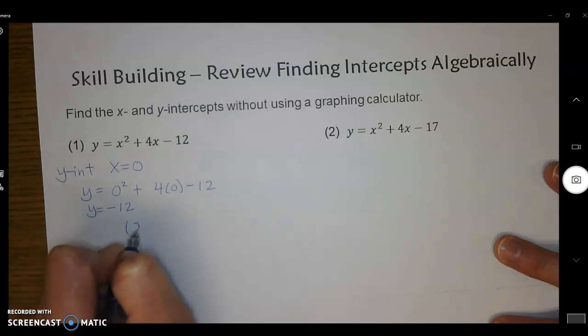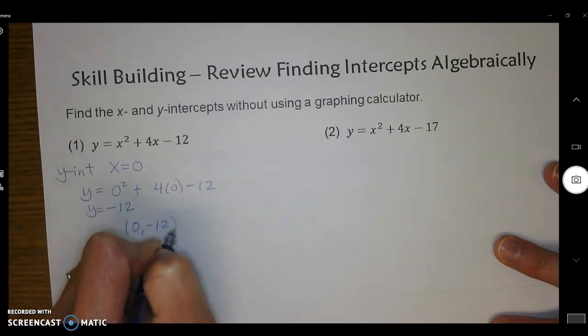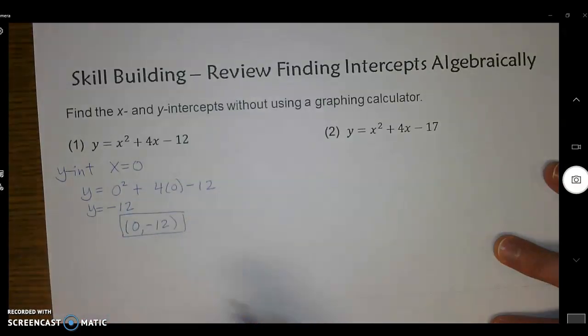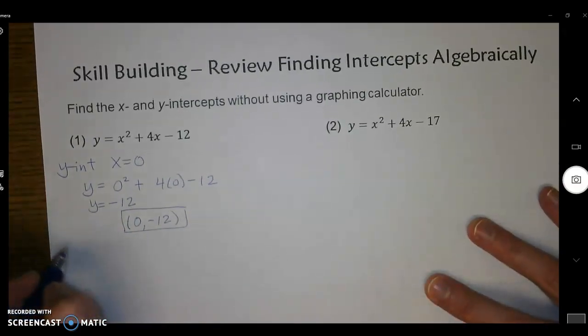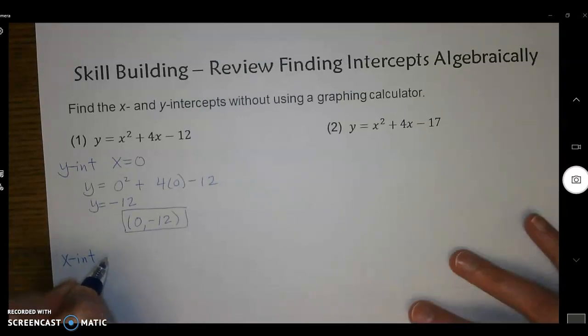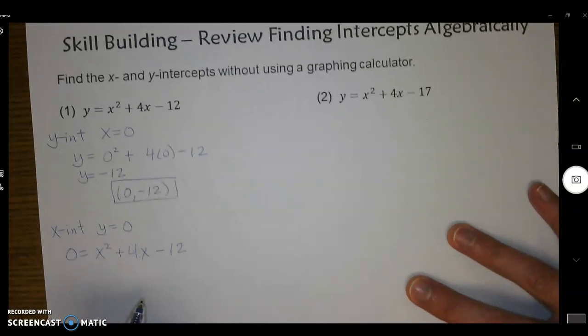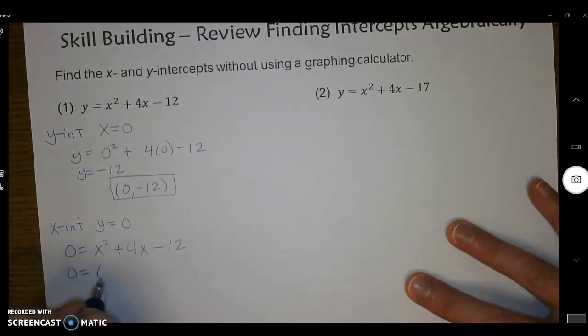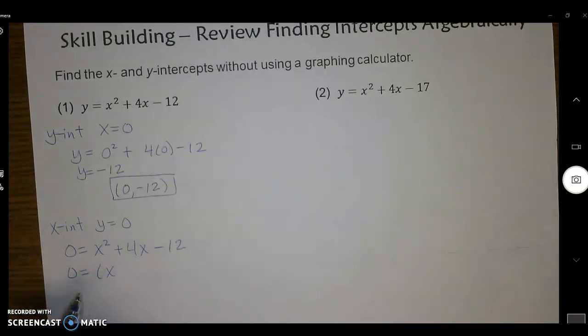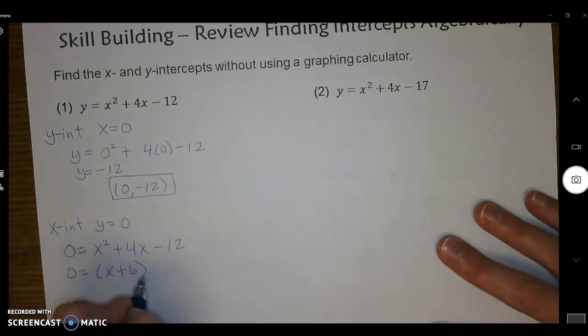Recall that you should write these as ordered pairs because they are points on a graph. All right, now I need to find my x-intercept, and y is going to be 0. So 0 equals x squared plus 4x minus 12. We have to factor. I need two numbers that multiply to negative 12 that are 4 away from each other.